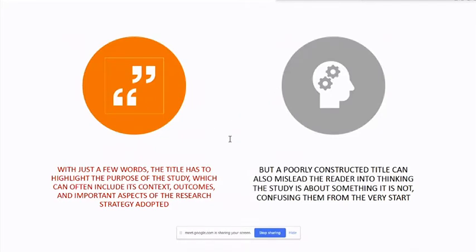Okay. Remember, a lot of us make mistakes. That's fine. That's a learning process. Do not be discouraged by it. Relax. A poorly constructed title can also mislead the reader. This is why I say it can lead them into thinking the study is about something that it is not, and confuse them from the start. The last thing you want is to give them title A when what they read is about something else, or it doesn't really go well with the actual title.